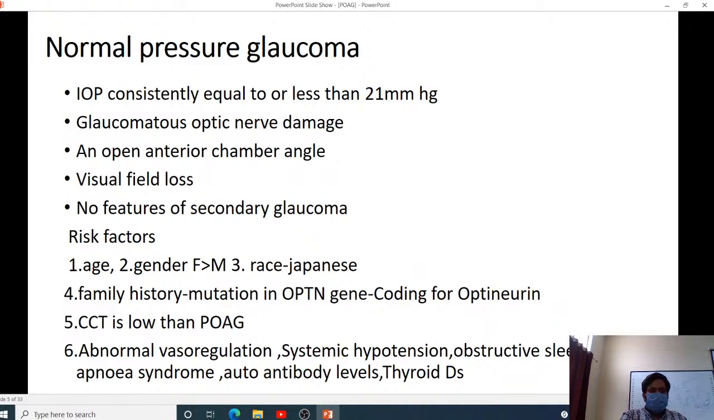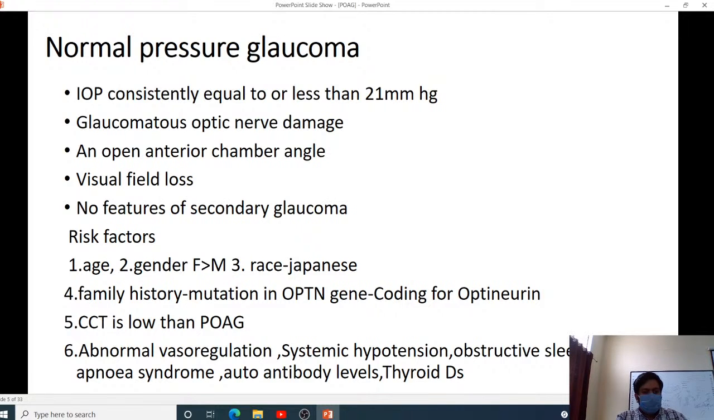The next entity is normal tension glaucoma, or what we call NTG. The other name is normal pressure glaucoma. Here IOP is less than 21 millimeter of mercury, but there is glaucomatous optic nerve damage, and there is visual field loss. Angles are absolutely open, and there are no other features of secondary glaucomas. I'll be telling you in the last class what the secondary glaucomas are.